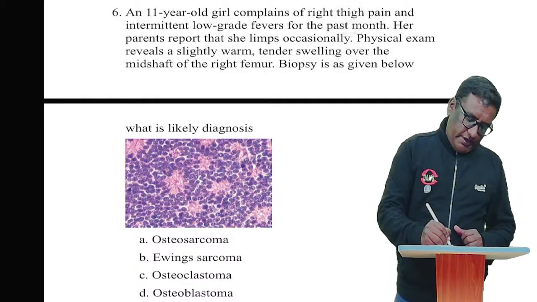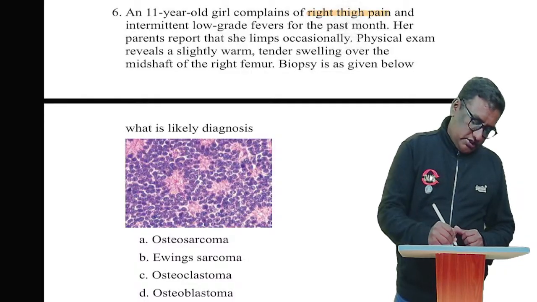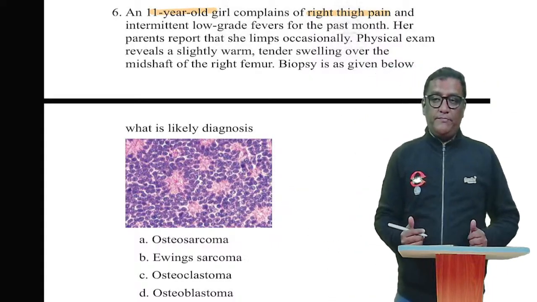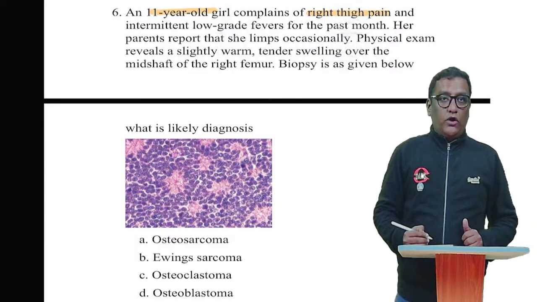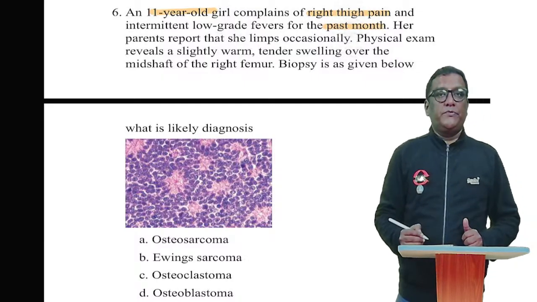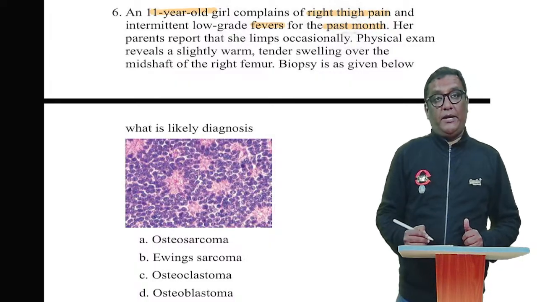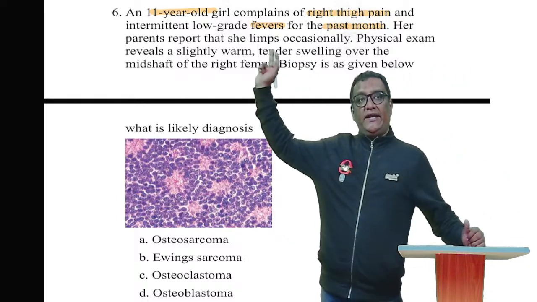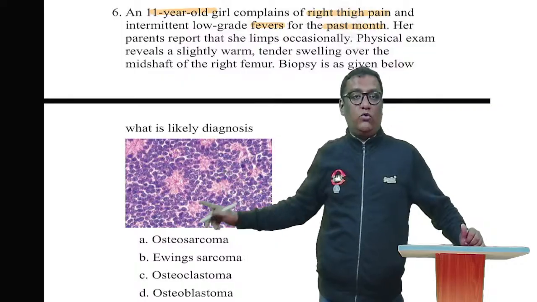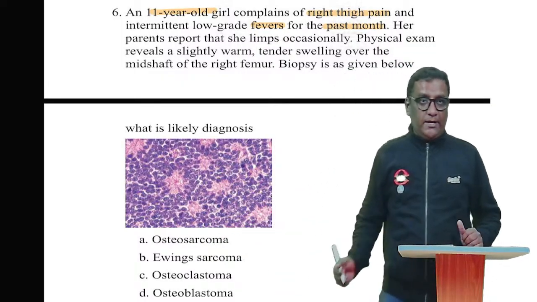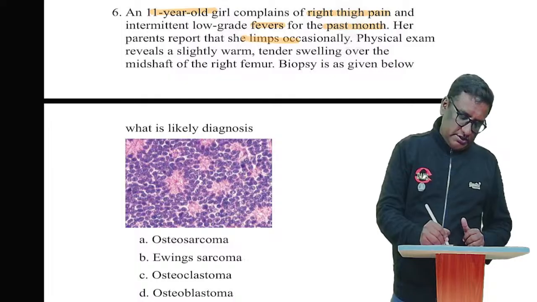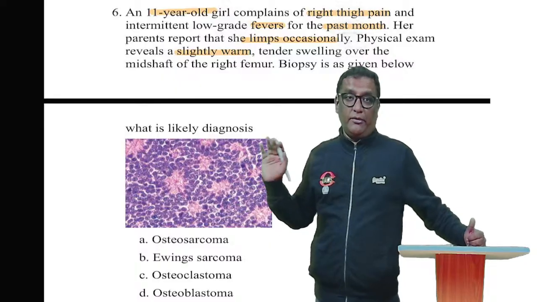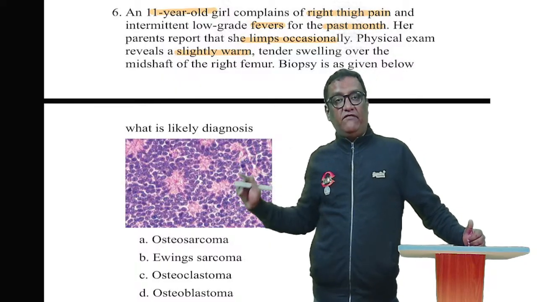11-year-old girl complains of right thigh pain. Okay, childhood onset tumors. I start thinking of osteosarcoma or even a Ewing sarcoma, isn't it? Low-grade intermittent fever for the past 1 month. Okay, there is also fever there. That might be reactive as well, but no options. All of them are tumors. A tumor which will present like a reactive or inflammatory condition more likely clinically looks like Ewing sarcoma, isn't it? Her parents say she limps occasionally. Physical exam reveals slightly warmer, again looking like inflammatory condition. Remember, Ewing sarcoma clinically mimics an inflammatory condition, isn't it?